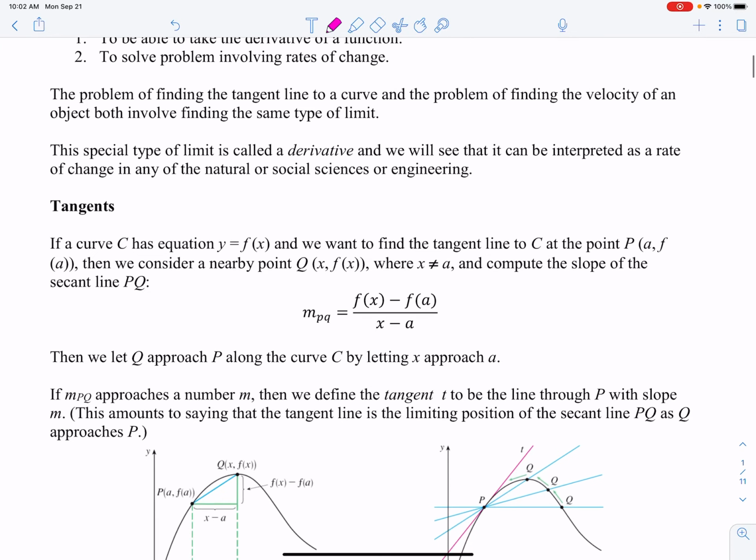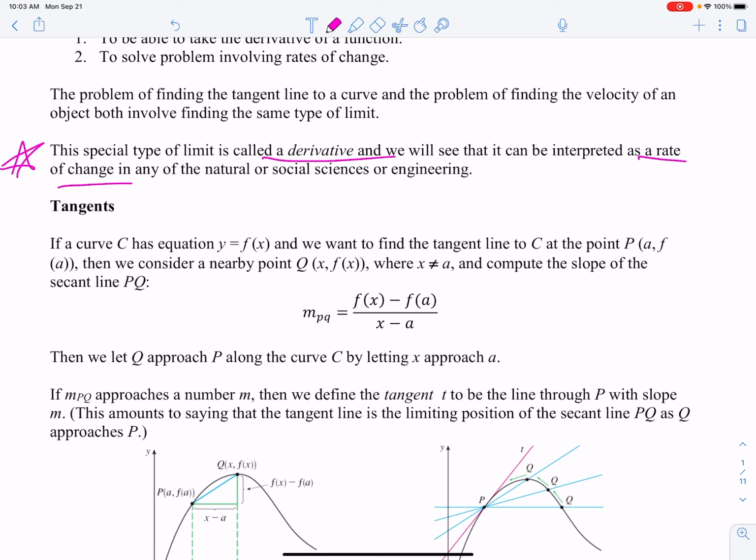All right, let's see. The problem of finding the tangent line to a curve and the problem of finding the velocity of an object both involve finding the same type of limit. We've done that a couple times already now. This special type of limit is called a derivative, and we will see that it can be interpreted as a rate of change in any of the natural sciences or engineering.